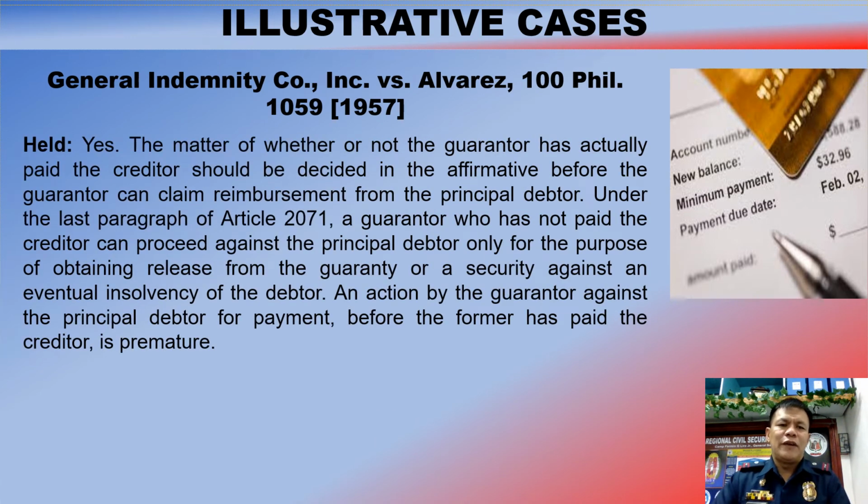The court ruled in the affirmative. The matter of whether or not the guarantor has actually paid the creditor should be decided in the affirmative before the guarantor can claim reimbursement from the principal debtor. Under the last paragraph of Article 2071, a guarantor who has not paid the creditor can proceed against the principal debtor only for the purpose of obtaining release from the guarantee or a security against an eventual insolvency of the debtor. An action by the guarantor against the principal debtor for payment before the former has paid the creditor is premature.